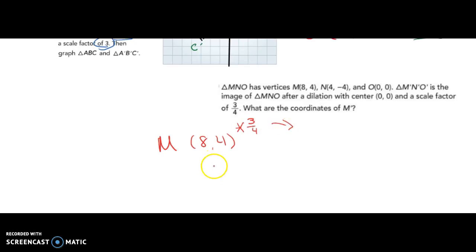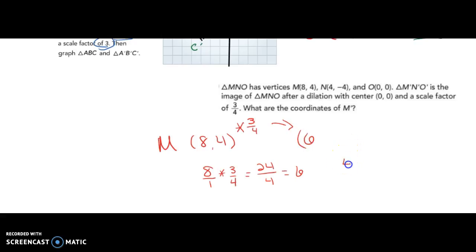Well, because this is a little bit harder, I'm going to go ahead and show you the work on the side. So I have 8 times 3/4. And once again, we're going to put the 1 under the 8, and then we're going to multiply going straight across because that's how we multiply fractions. So 8 times 3 is 24. 1 times 4 is 4. When I divide this out or reduce it, I'm going to get 6. So that's my first coordinate.